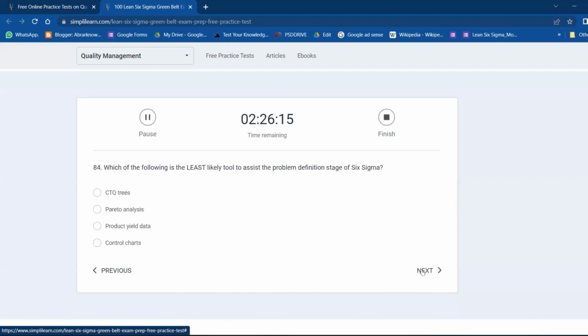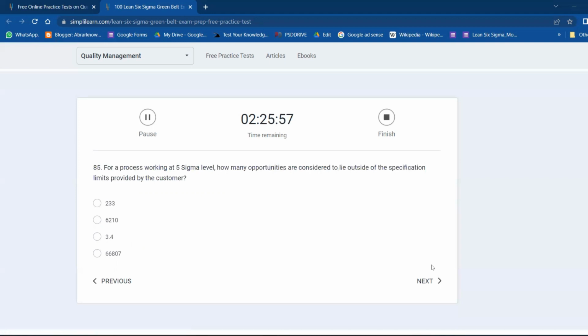Which of the following is the least likely tool to assess the problem definition stage of Six Sigma? Six Sigma does not use a control chart in the define phase. But these are all things we can use.